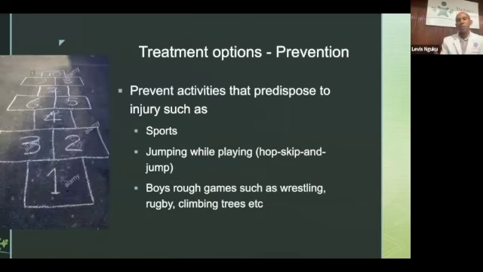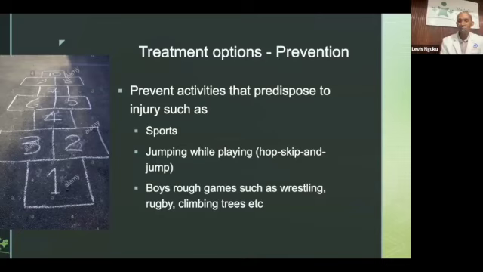And so the management starts with prevention of fractures. And what we advise is that we prevent activities that predispose to risk. Those activities are mainly sports. But besides sports, there are normal children's games. They'll be at home playing hops. It was called hopscotch. The hop, skip, and jump.